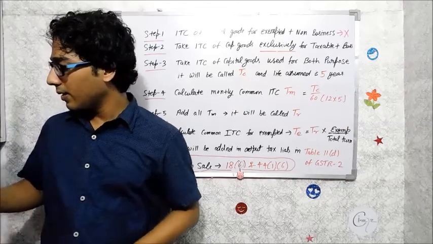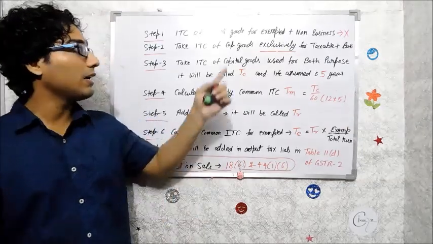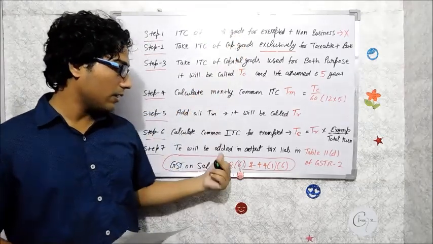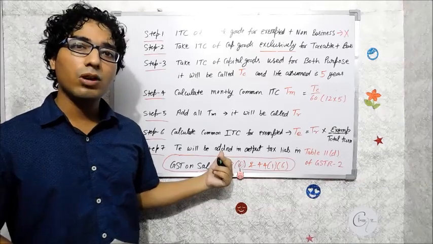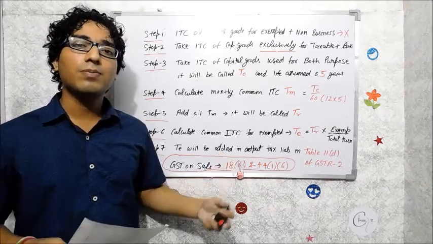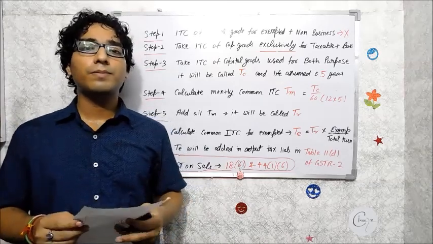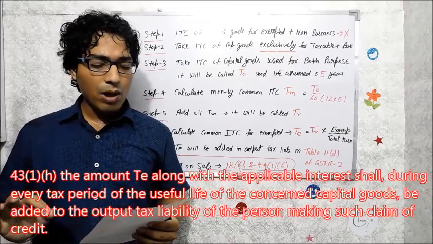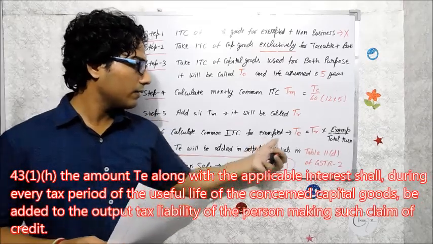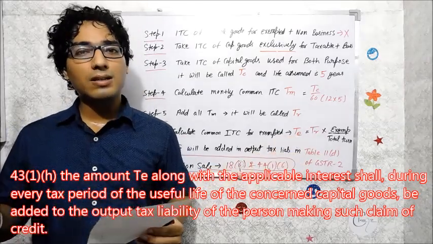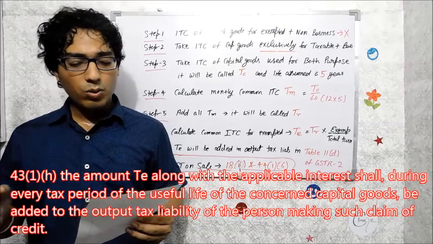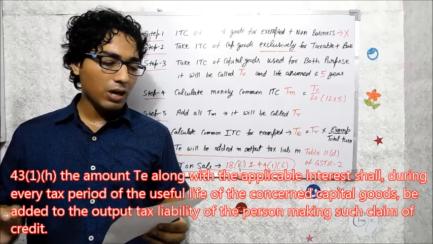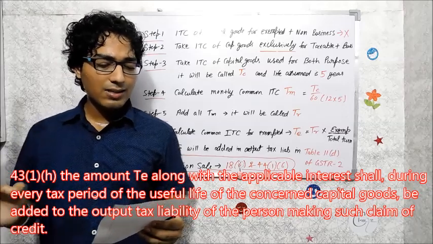And one more important thing: when you read rule number 43, sub rule number 2, there is a line provided that it will be added into your output tax liability. That is provided in rule number 43, sub rule number 1, clause number H, I think. And that says the amount of TE along with the applicable interest shall, during every single tax period of the useful life of the concerned capital goods, be added to the output tax liability of the person making such claim of credit.